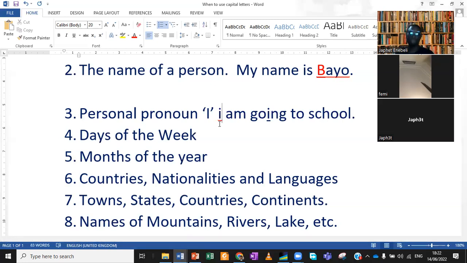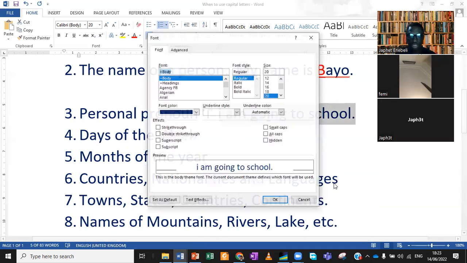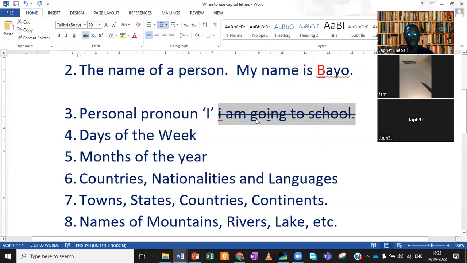I, you. So no small letter i stands alone. For the personal pronoun I, if you are writing I alone, it must be written in capital letter. So this is wrong, right? Let me cancel it with a strike through. So this is wrong.